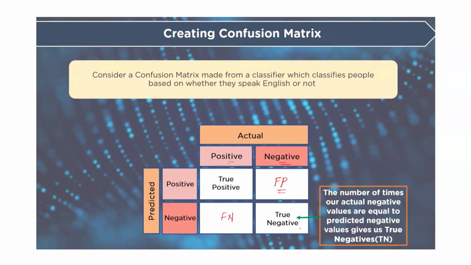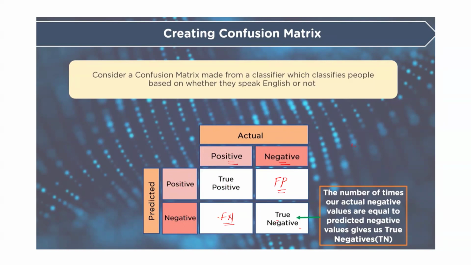Actually, they speak English, but our classifier predicted that they can't speak English. Those are called false negatives. If actual is positive and predicted is positive, it is a true positive. Actual is negative and predicted is negative, it is a true negative. Actual is negative, but predicted is positive, it is a false positive. Actual is positive, predicted is negative, those are called false negatives.